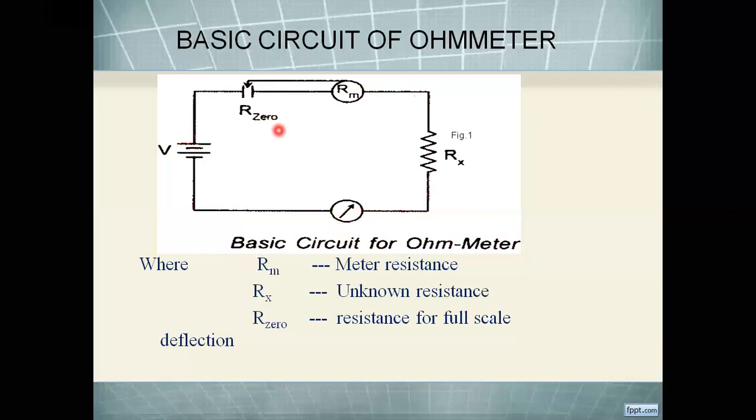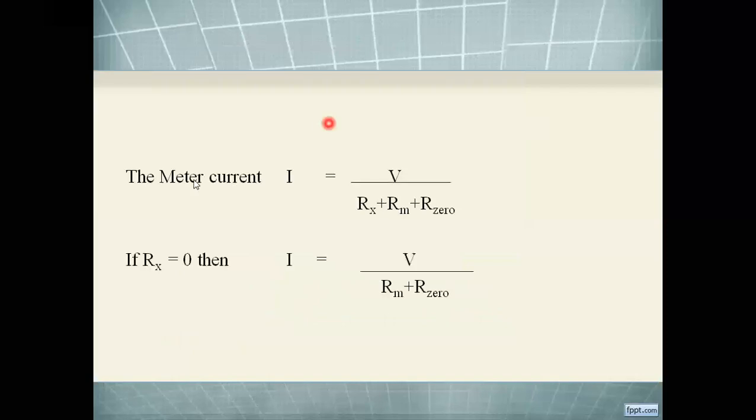That is the reason why we have subscript 0. Here 0 means the resistance of the unknown which is connected is 0. Then R0. Now V is the battery voltage. So let us see what the meter current is. Because all the resistances are in series, the meter current is pretty simple. It is simply I equals V by the overall resistance, which is the sum: Rx plus Rm plus R0. This expression gives us the current through the meter, and accordingly we will have deflection in the meter. Suppose Rx is equal to 0, then the current is going to be V by Rm plus R0.